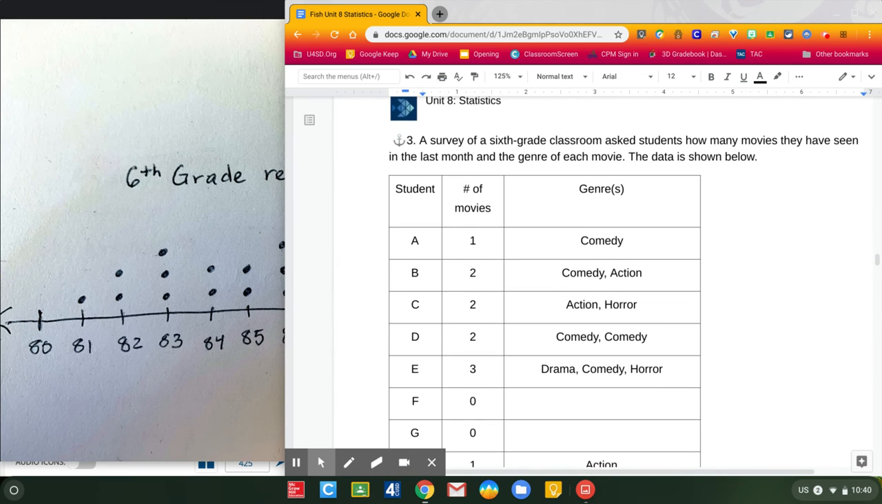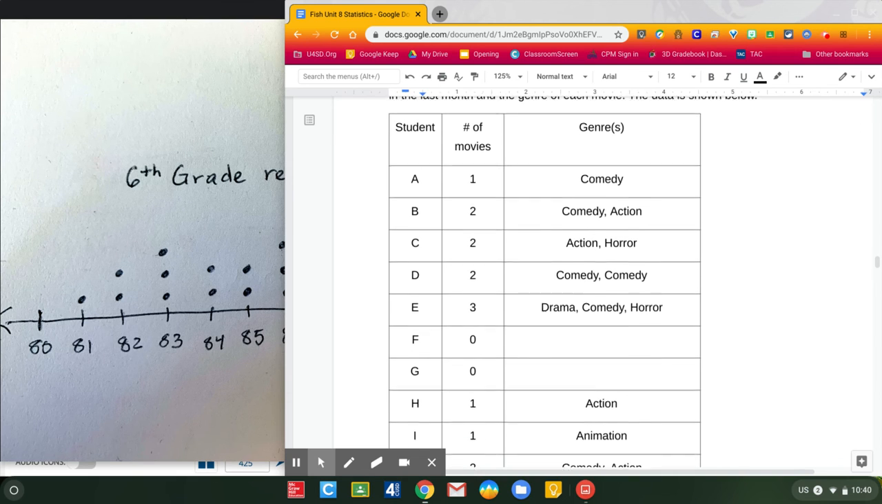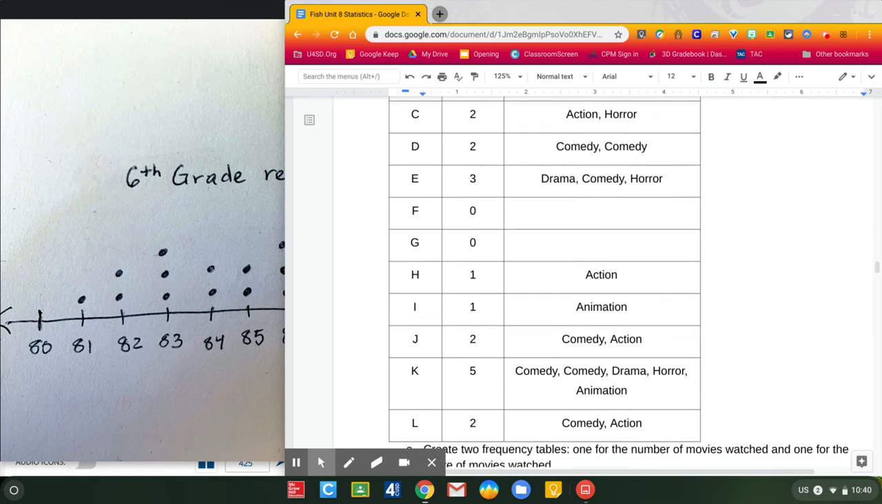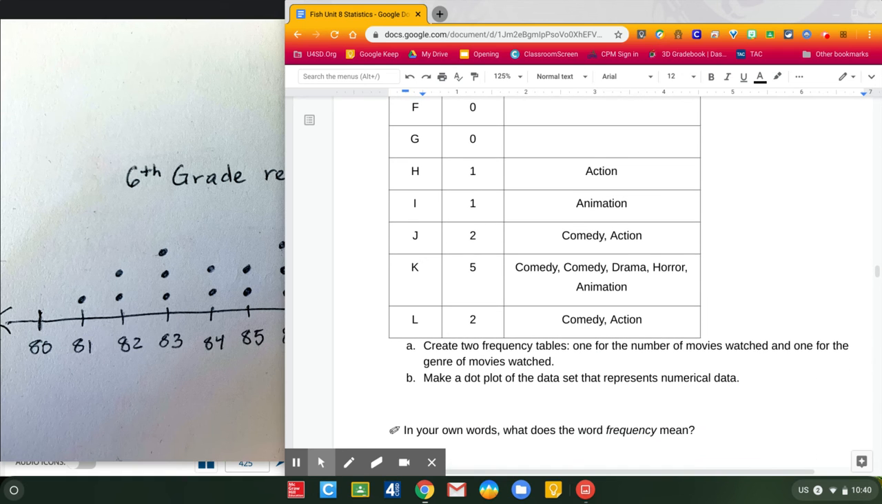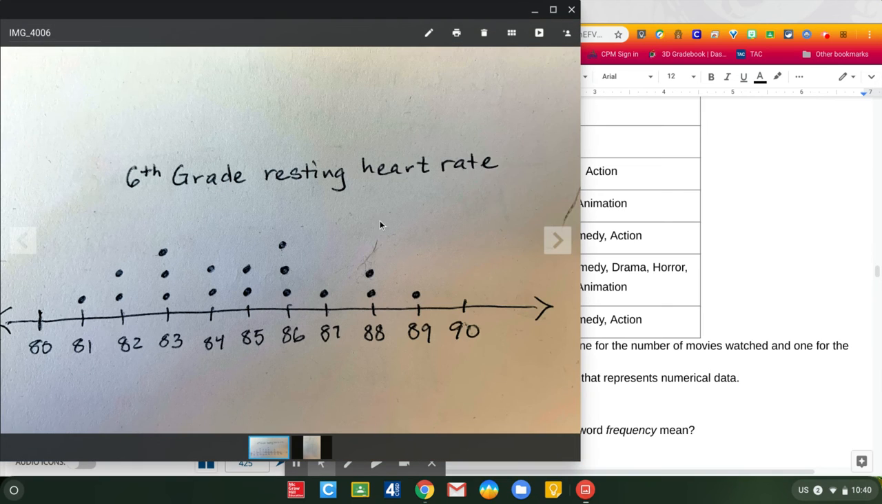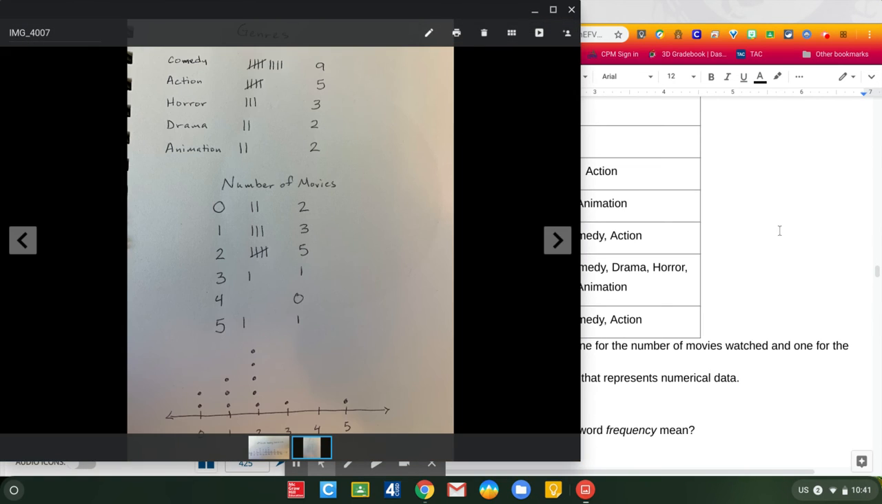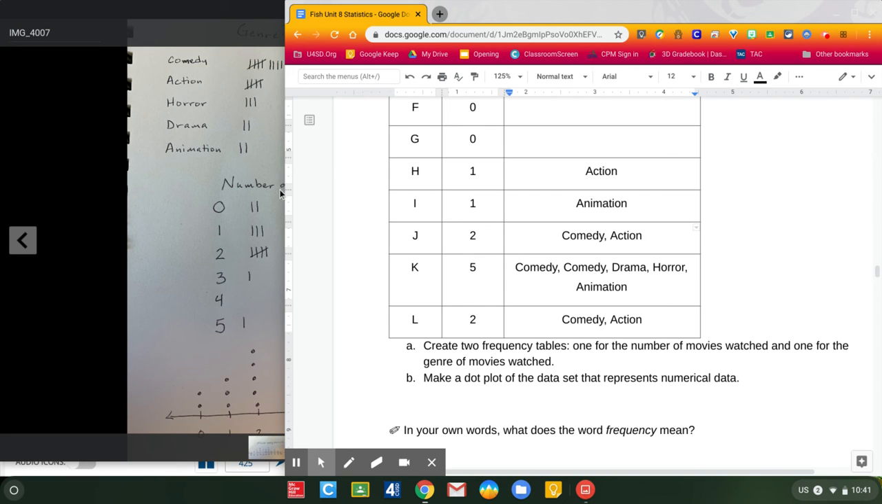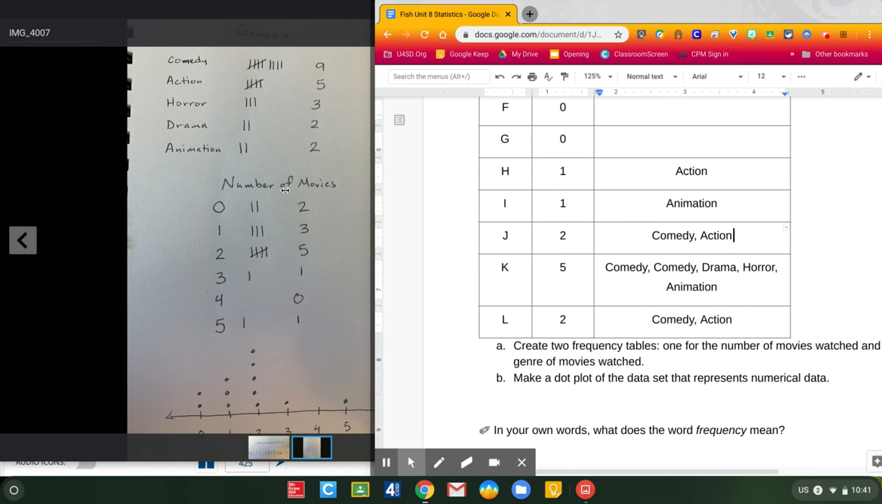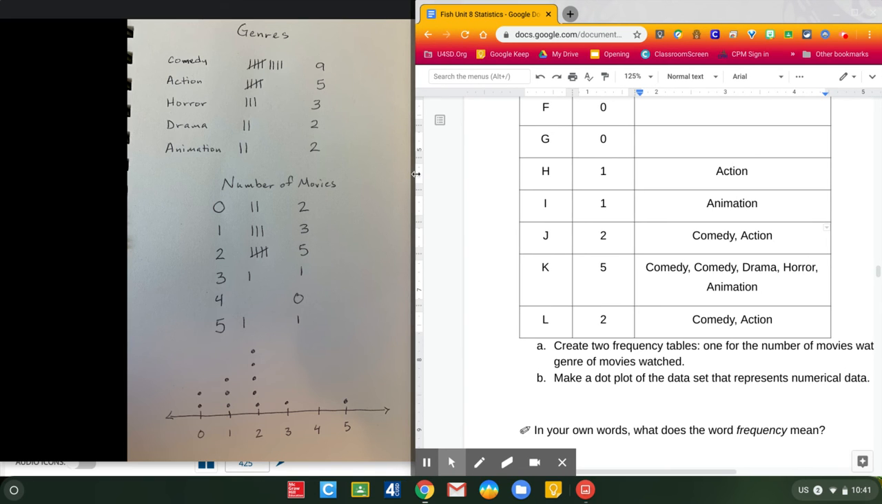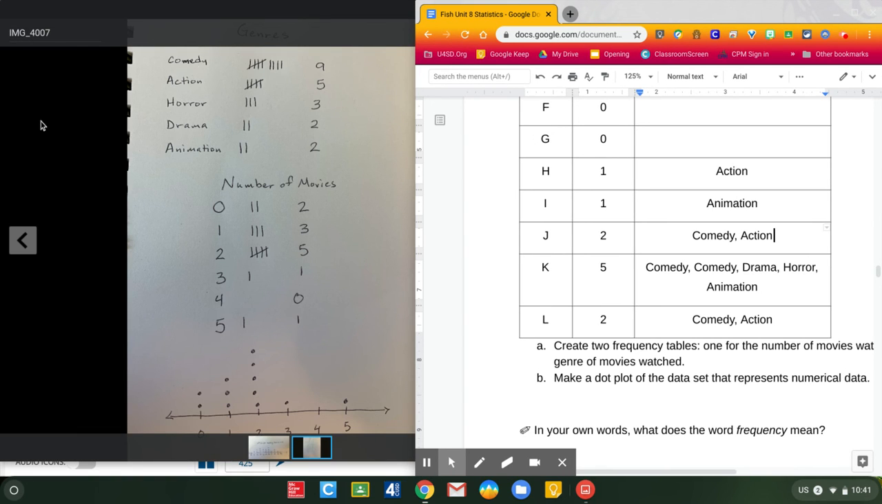Here we have a survey of a sixth grade classroom asking how many movies they've seen and the genre of each movie. So again, I did this in a separate document. And you can see that I've made a frequency table for the genres. And there was a label up there, but it kind of disappeared when I moused over it. So I used a tally chart, and then I found the frequencies.